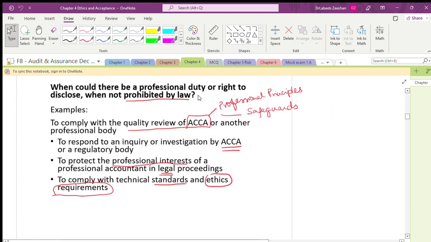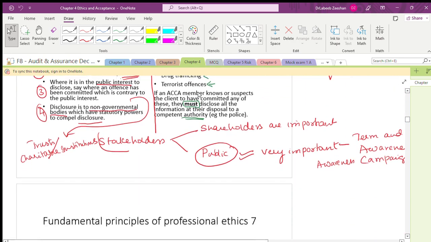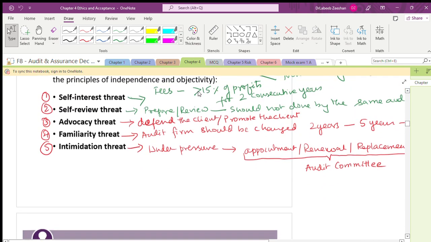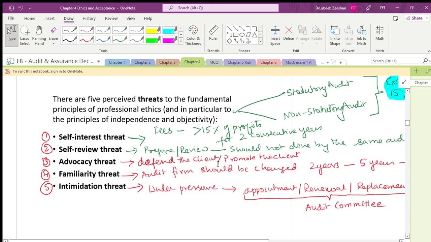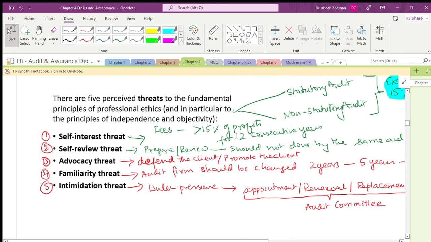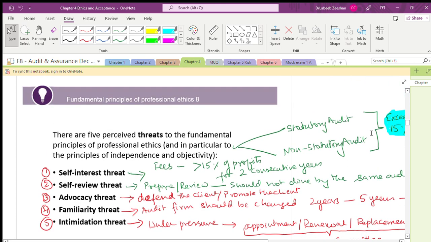What are the threats? Self-review, self-interest, advocacy, familiarity. Is it right? Those are the fundamental principles, and these are the threats.